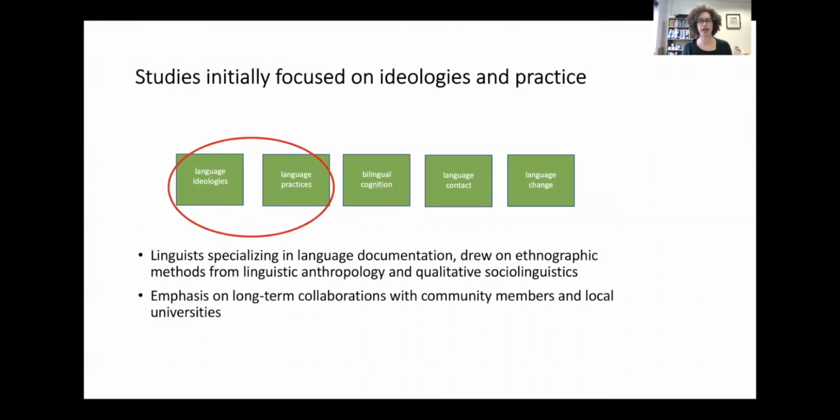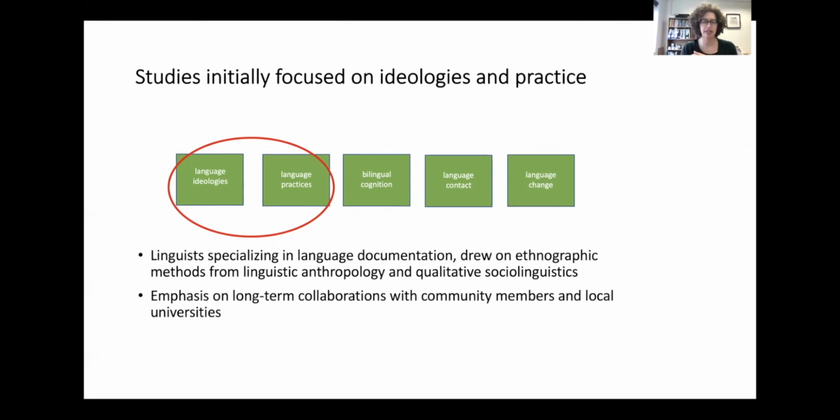Initial studies focused on ideologies and practices. The practices that perpetuated the use of multiple languages in everyday contexts and the ideologies which underpin them. A lot of these researchers were linguists who had been working in language documentation, who started to think, well, actually, there's more than one language here, and just looking at one language is simplifying the situation and is somewhat artificial. And they started to look towards ethnographic methods from linguistic anthropology and qualitative sociolinguistics to try and get a better handle on what was going on.